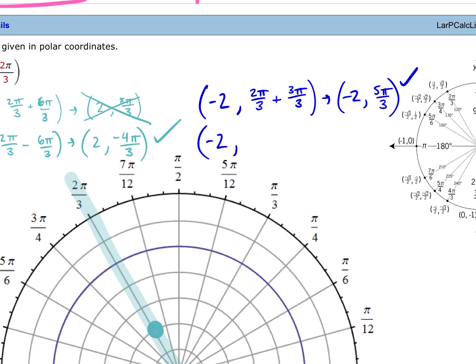Then I'm going to switch to negative 2, so now we can subtract pi. So we want to add and subtract pi. So we have 2 pi over 3 minus 3 pi over 3. So our new point would be negative 2 comma negative pi over 3. Is negative pi over 3 in between negative 2 pi and positive 2 pi? Yes. So these would be our 3 additional points.